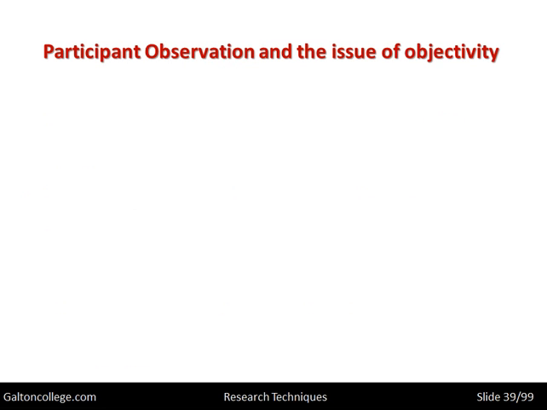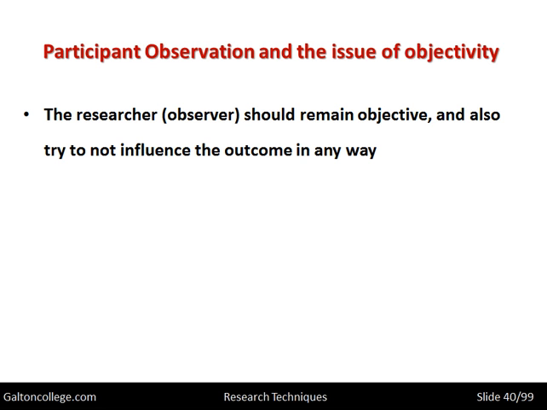Now, there's an issue of objectivity in participant observation. The researcher, the observer, should remain objective and also try not to influence the outcome in any way. Now, it depends on the situations being observed, but if there is an injustice being perpetrated, it's very difficult for the observer to remain neutral.